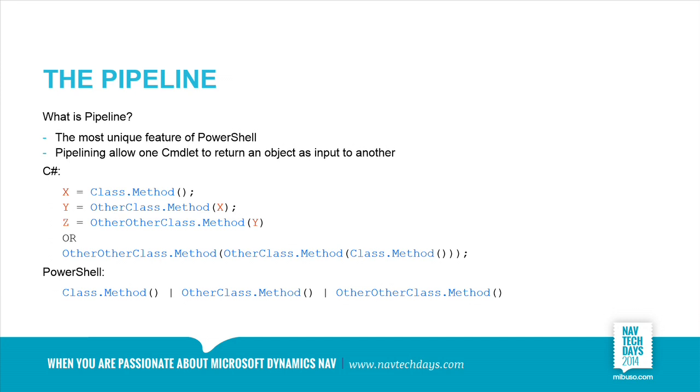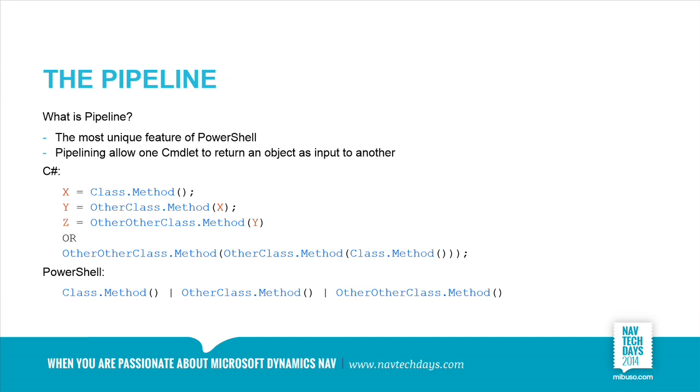The output of this function can be used as an input for this function, and the output of this function can be used as an input of this function, right? We all do that. But how we would do that in PowerShell is like this. So the output of this cmdlet, let's just suppose this is a cmdlet, completely wrong syntax, can be used in this cmdlet. And the output of this cmdlet can be used in this. So this is what a pipeline is.